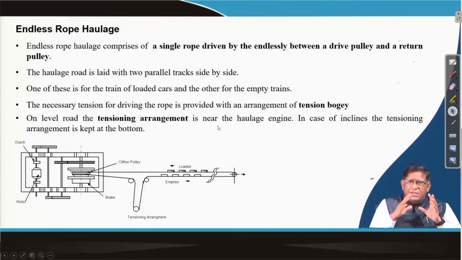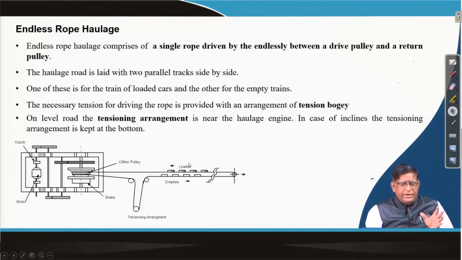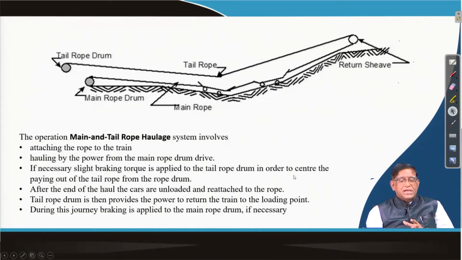Now, in the next class I will be talking more about this endless rope haulage. In the endless rope haulage, you have the drive stations where a Clifton pulley or surge pulley is there, and this pulley with a gear system is driven by a motor, and then the rope is endless. It goes over here and again it turns at this. That means the same rope is taking a turn and then going back, and there is also a tensioning arrangement. The loaded cars are added over here and the empties are returned over here. So, this is an endless rope haulage which is available.